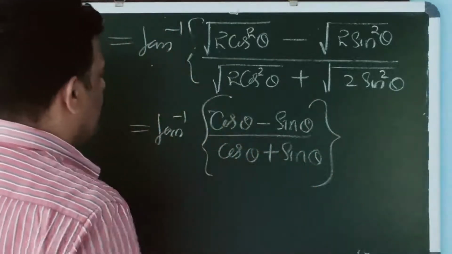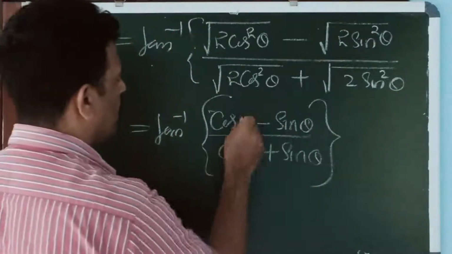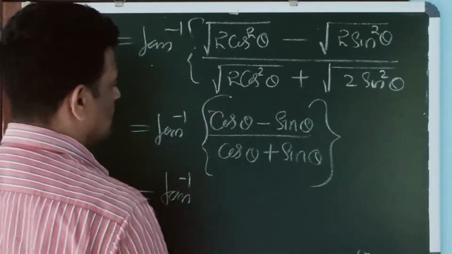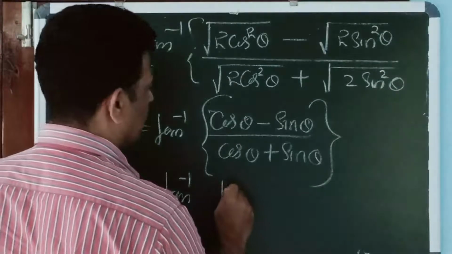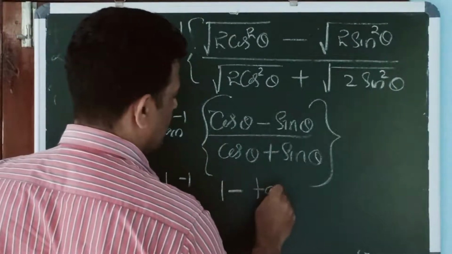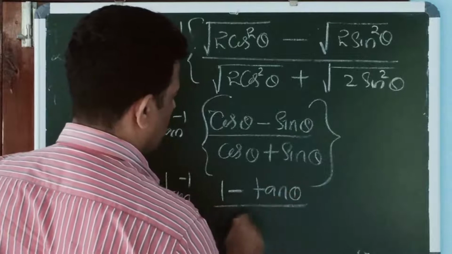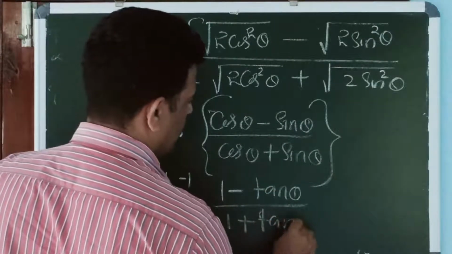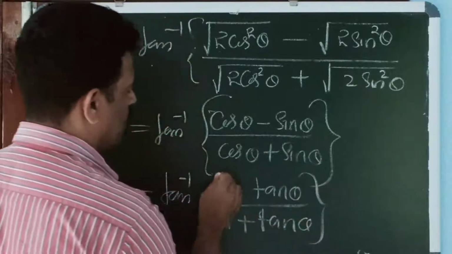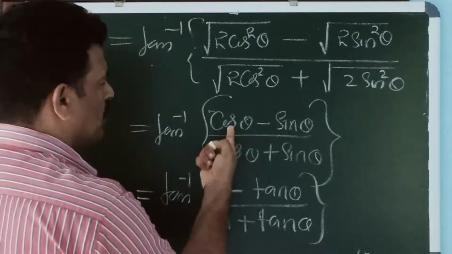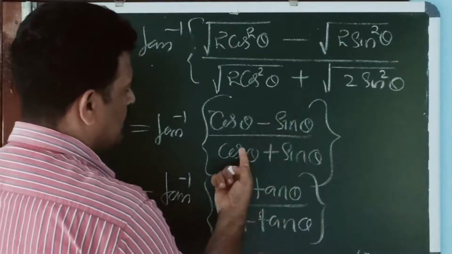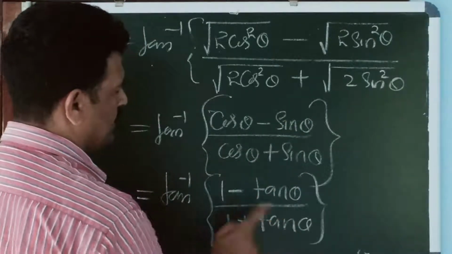Now, we can divide the numerator and the denominator by cos theta. It becomes tan inverse of (1 minus tan theta) by (1 plus tan theta). Because we are dividing the numerator and the denominator by cos theta, cos theta by cos theta is 1, and sin theta by cos theta is tan theta.